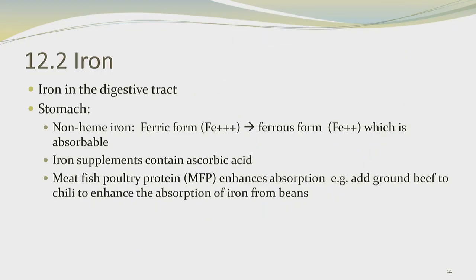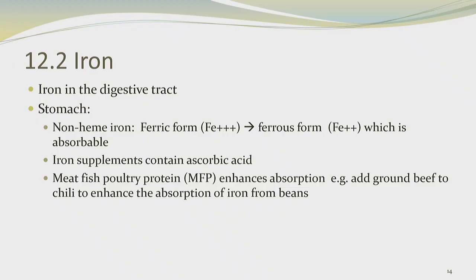So iron is a very important nutrient, and its absorption has been well studied. So non-heme iron, and just to reiterate, because I did mention this in the previous slide, non-heme iron, which is in the ferric form, is converted to the ferrous form, which is more absorbable. And iron supplements often contain ascorbic acid, because ascorbic acid is vitamin C, and this is because it promotes the conversion of the iron to the ferrous form.